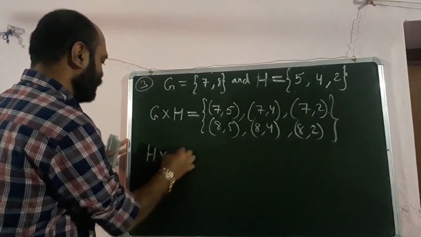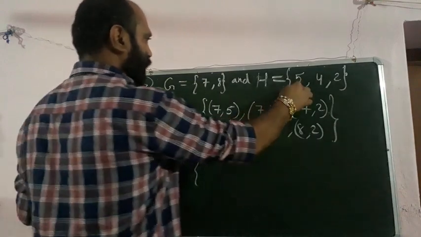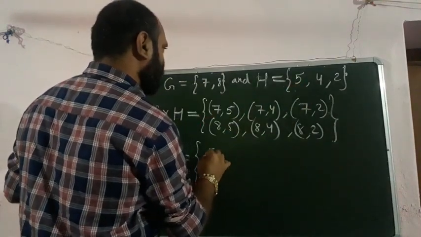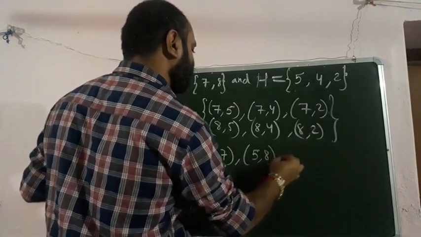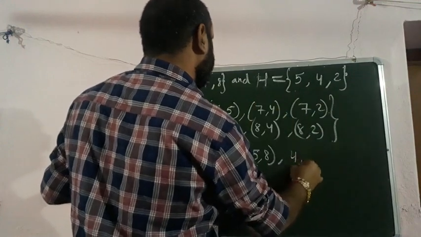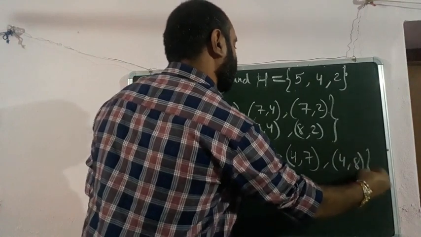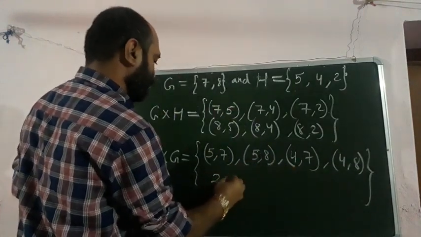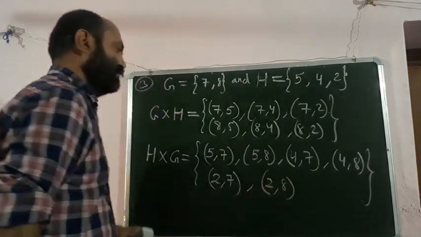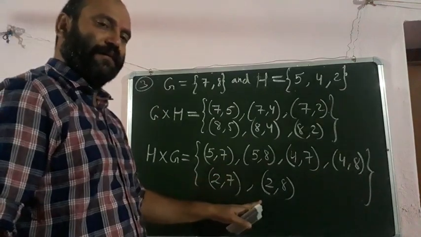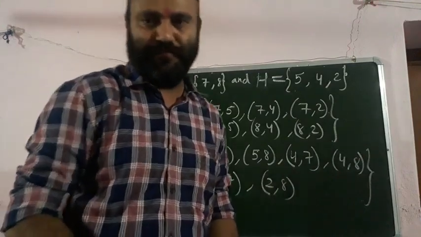Now when we find H cross G, we have to put H first and G after. So first 5 will make pairs with the elements of G: (5,7), (5,8). Then 4: (4,7), (4,8). After this 2: (2,7) and (2,8). So these are the pairs in H cross G. This is question number 3.